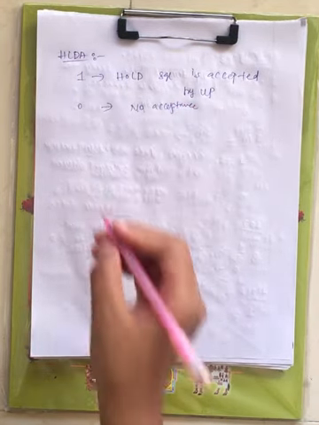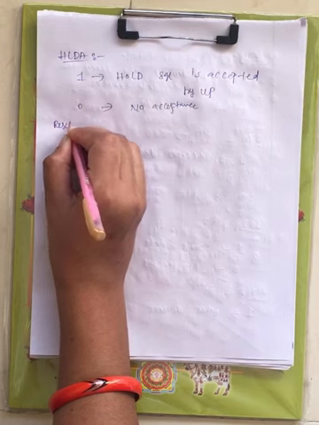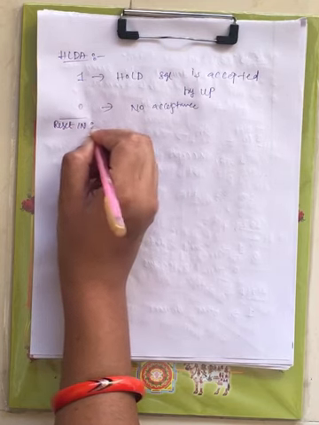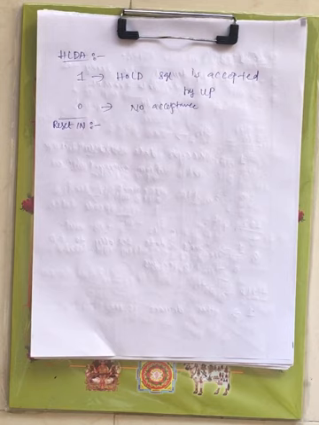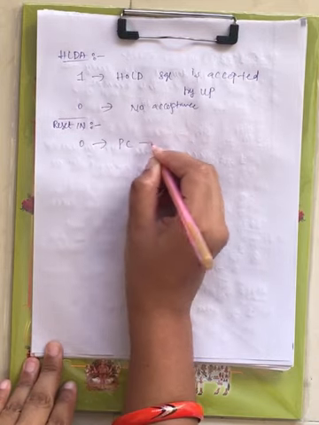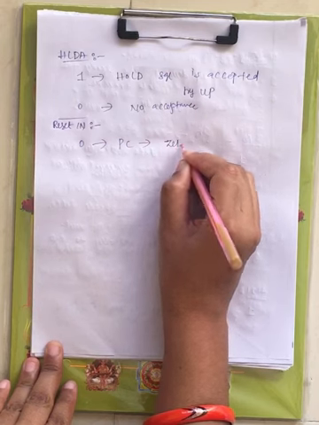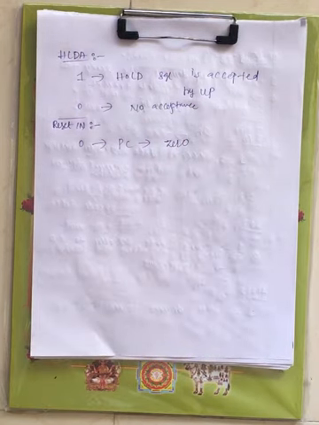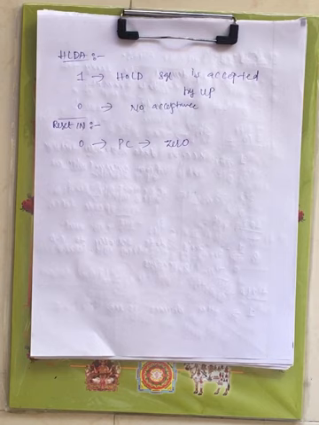Now coming to the next signal, that is reset in bar. Reset in bar is an active low signal. When it is 0, this sets the PC to 0. What is PC? Program counter. What will it store? It will store the address of the next instruction that is to be executed.